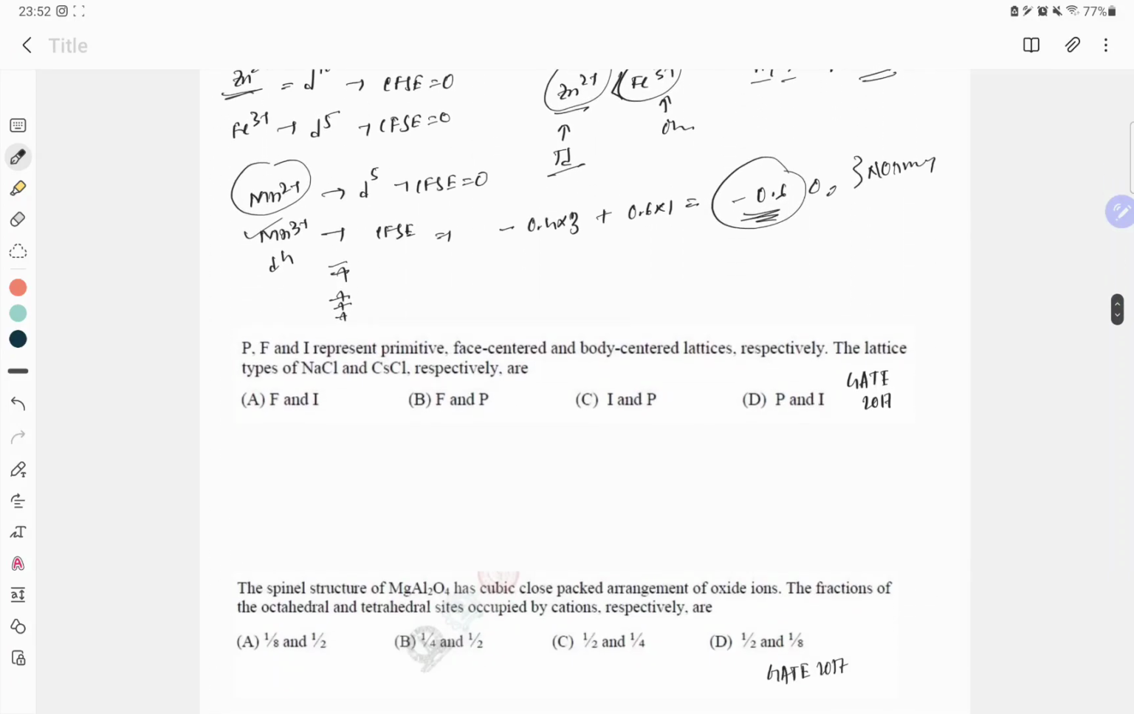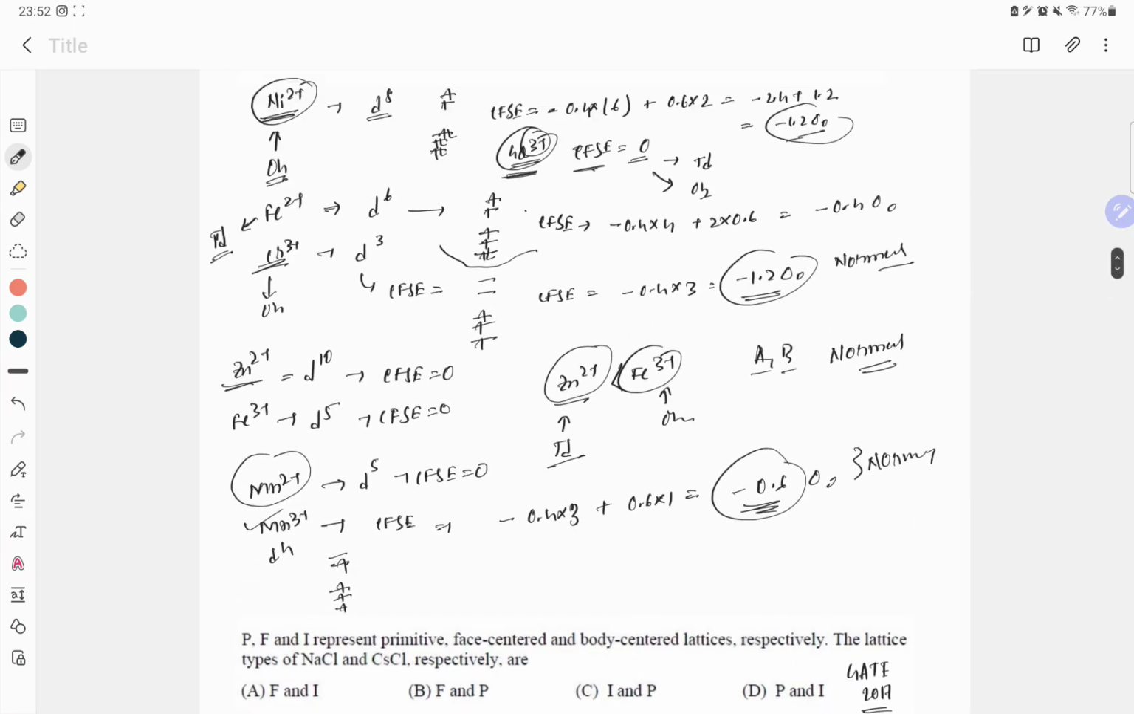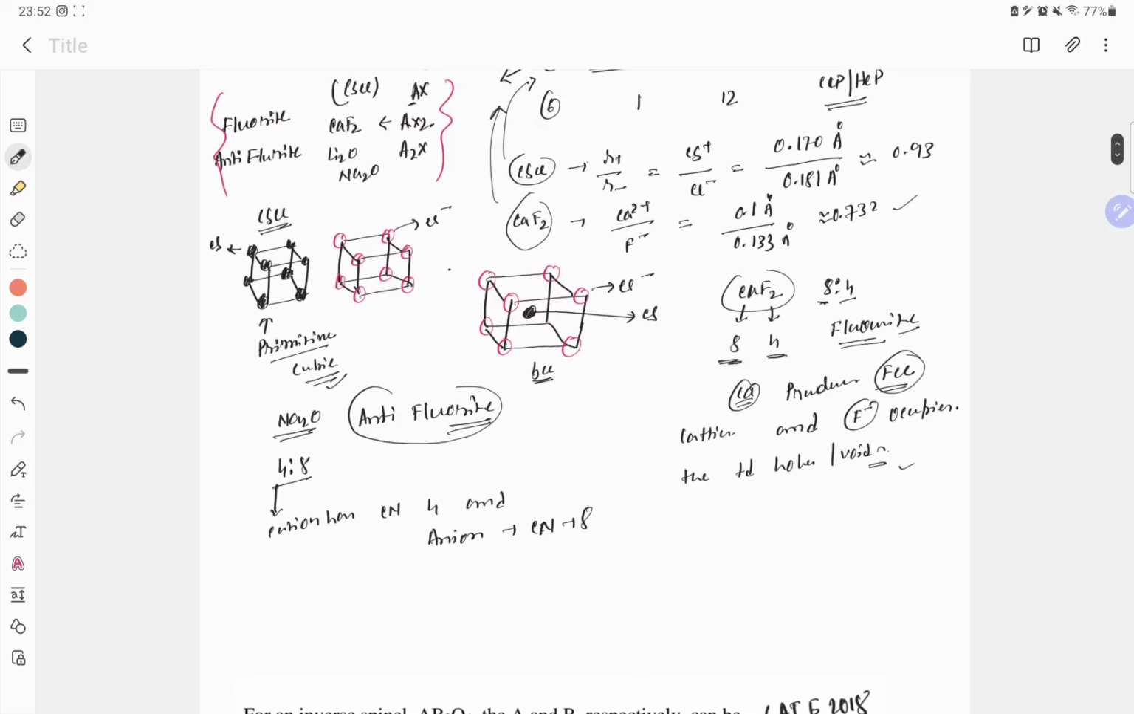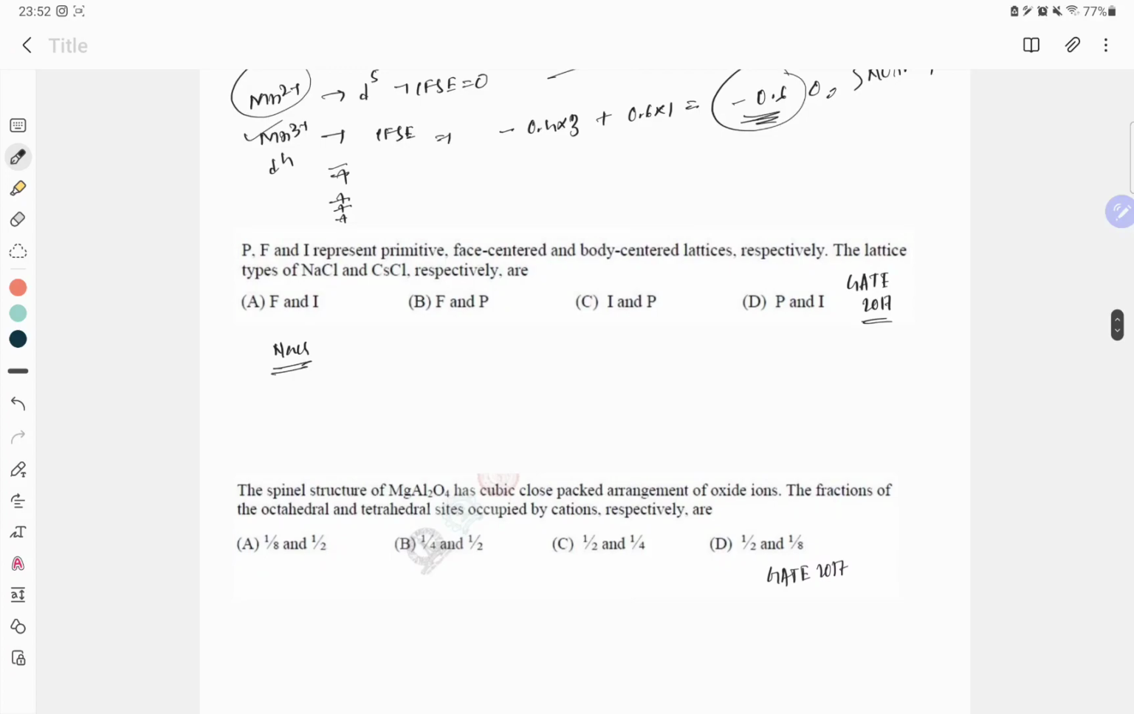Okay, our next question is P, F and I that came in GATE 2017. PFI represent primitive, face centered and body centered respectively. The lattice type of NaCl and CsCl. CsCl is primitive. We read about that. If there is a primitive in option, then we will take the primitive, not the BCC.